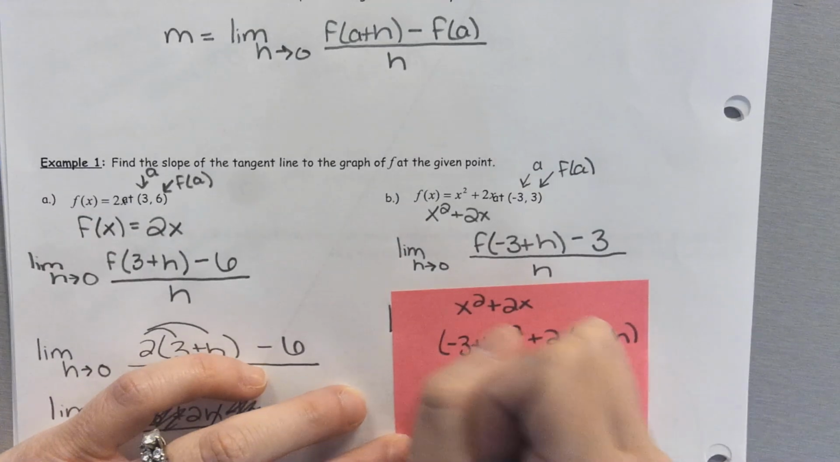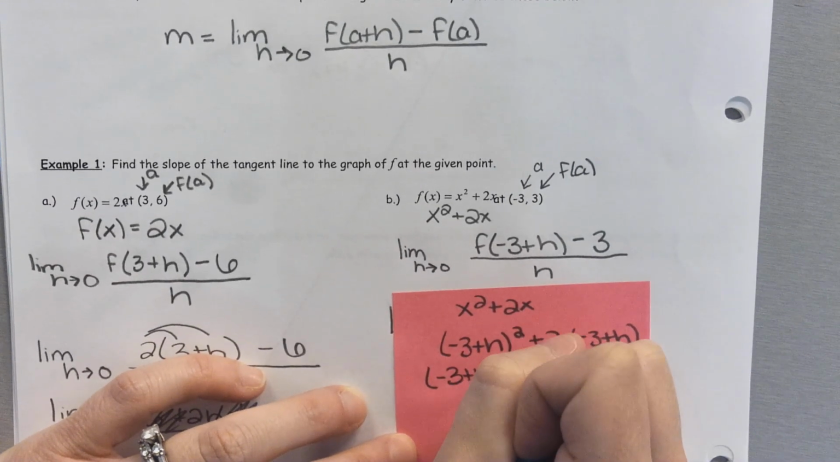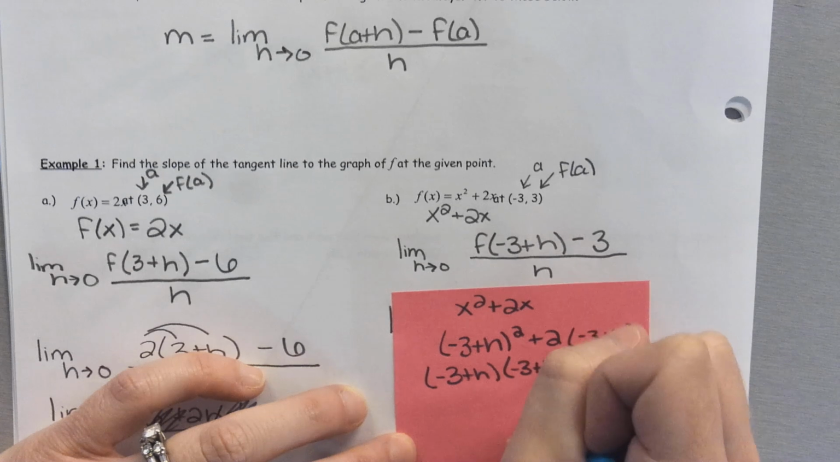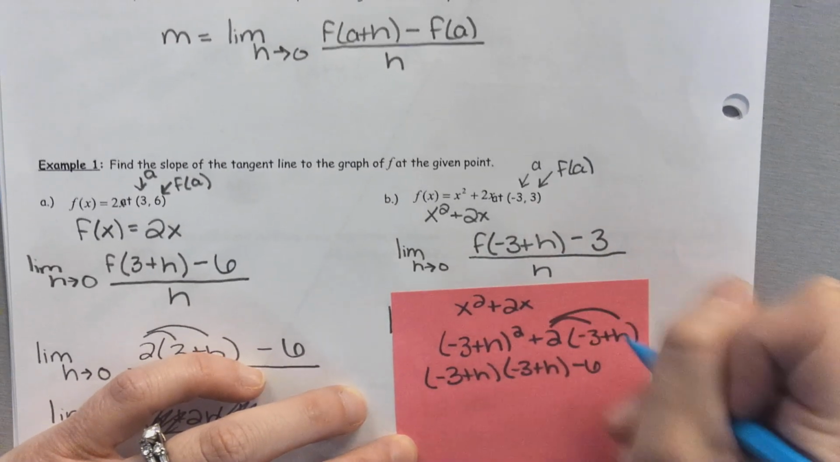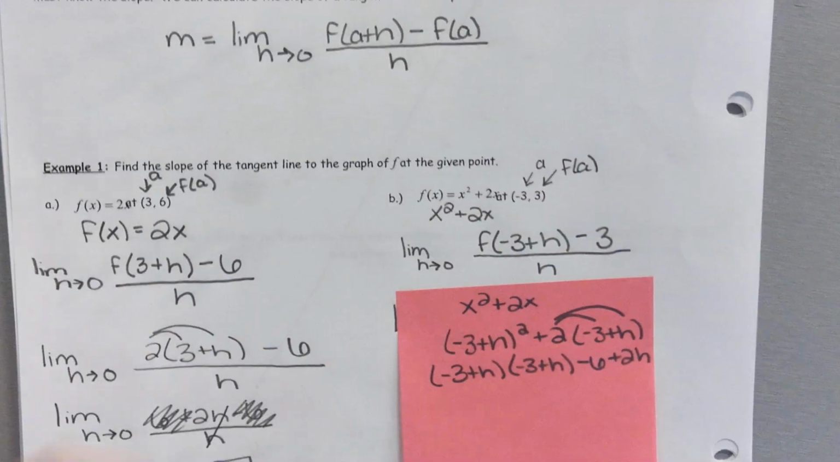Okay. So this is really negative 3 plus h times negative 3 plus h. This is negative 6 plus 2h.